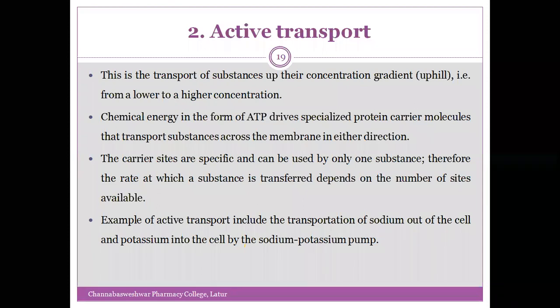Suppose a neuron, which has sodium potassium pumps on its membrane, which can exchange sodium and potassium through that channel, in or out of the cell. So now we will discuss with the diagram.